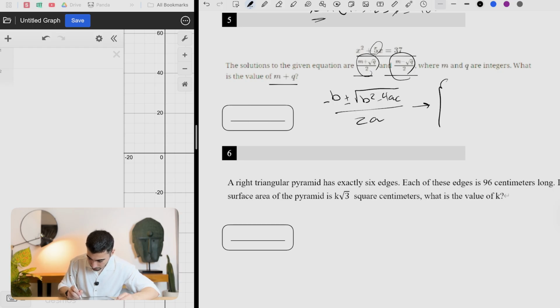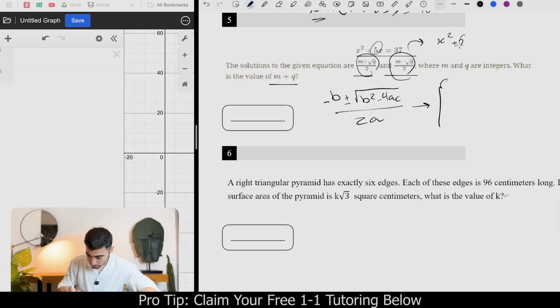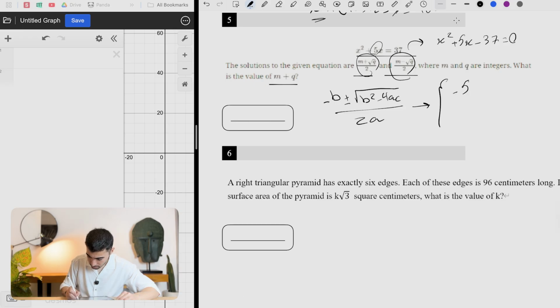Negative b here is, first I'm going to write this in the standard form, move everything to one side. x squared plus 5x minus 37 equals 0. Now negative b is negative 5. This is b, this is a, this is c. So negative b plus square root of b squared is 25 minus 4 times a is 1, c is negative 37, divided by 2a, so that is 2.